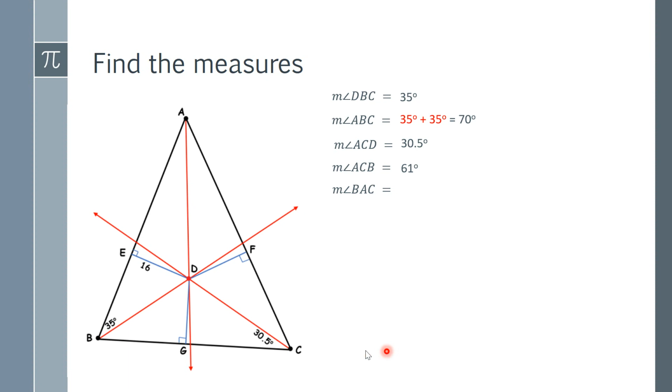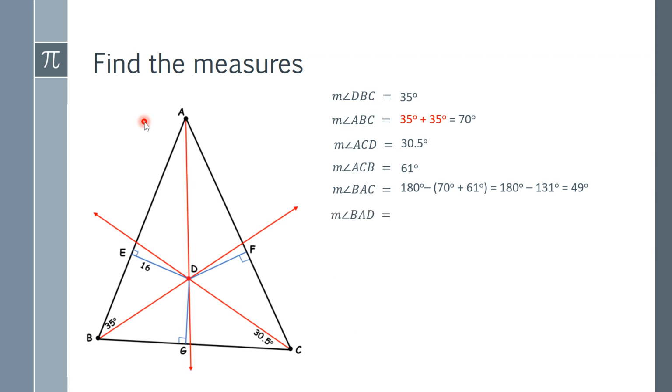What about BAC? So angle BAC, that big angle. Well, what are we going to do there? This is a triangle, right? We've talked about triangles for a few lessons now. The sum of all the angles in a triangle is 180 degrees. So we're going to take 180 and subtract the sum of the other two angles, which is 70 and 61. 70 plus 61 is 131. So that means this big angle right here is going to be 49 degrees.